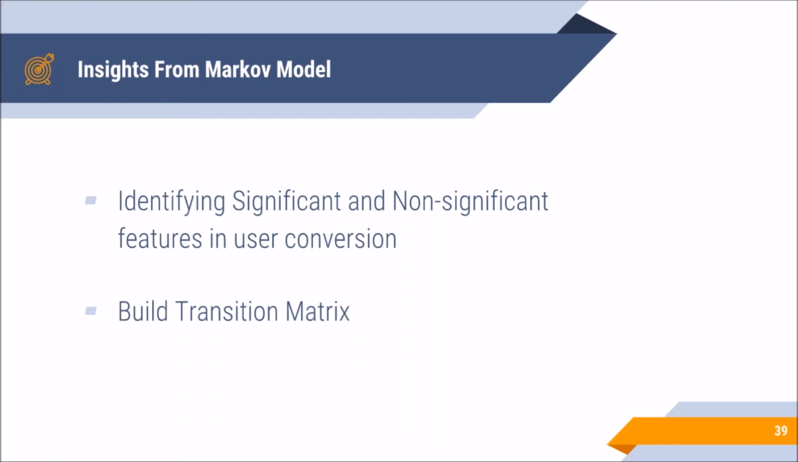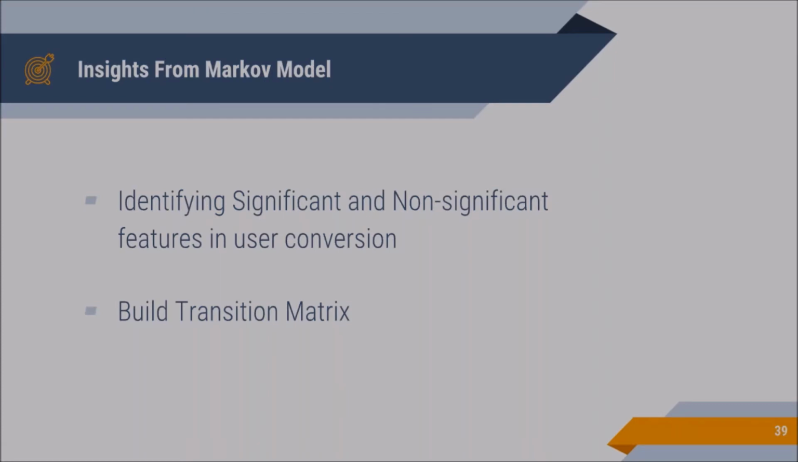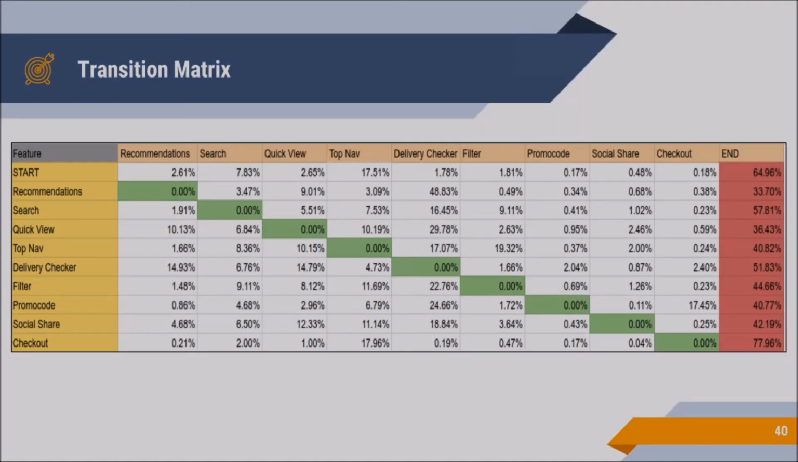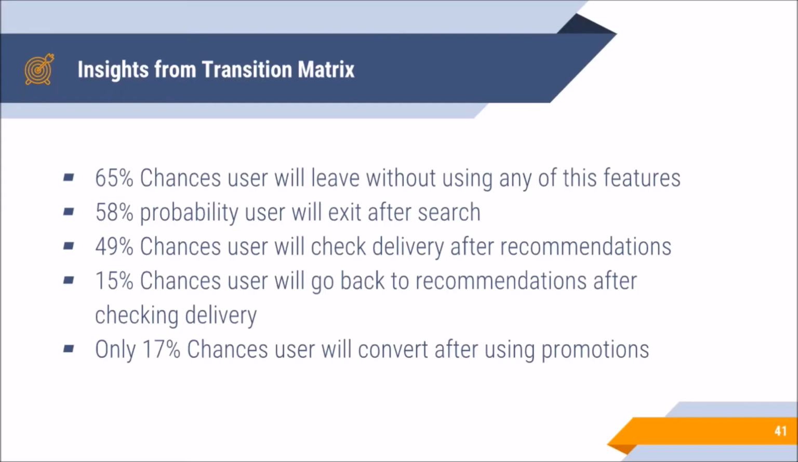The next step is that we can build a transition matrix. So what is a transition matrix? Here is an example of a transition matrix from one of our e-commerce client stores, where we have selected 8 or 9 features and prepared a transition matrix. Now, how can we extract insights from this transition matrix? Let's figure out some key insights. The very first is that we can see there is a 65% chance that the user will leave without using any of these features.